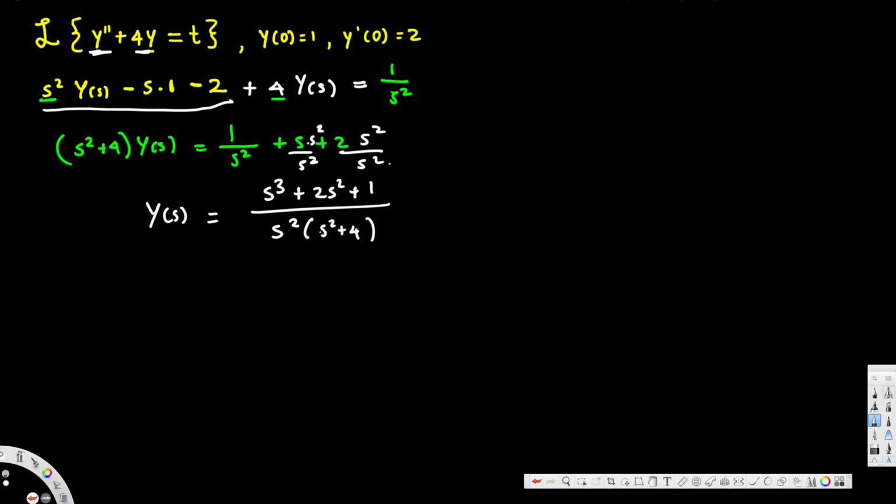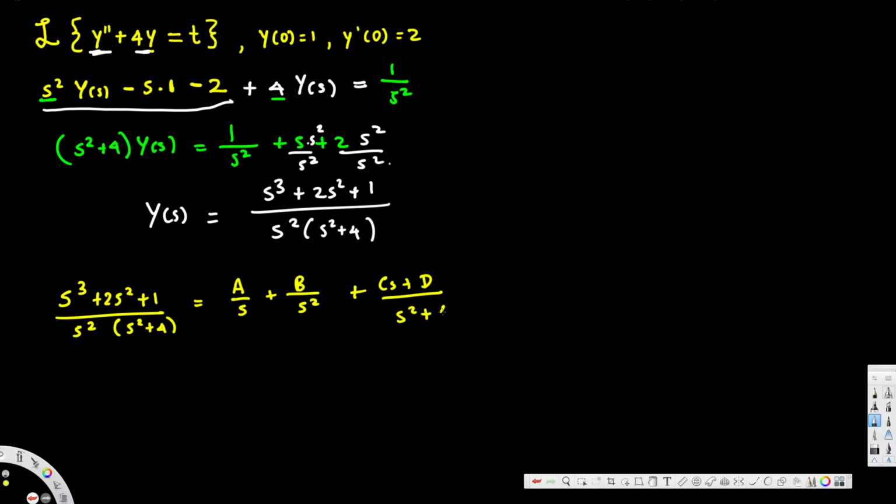Now here, to solve this one, we have to use partial fraction decomposition. In partial fraction decomposition, if we separate this one, this is going to end up like this: s cube plus 2s square plus 1 over s square times s square plus 4. And if we separate this one, this is going to be A over s plus B over s square plus Cs plus D over s square plus 4.